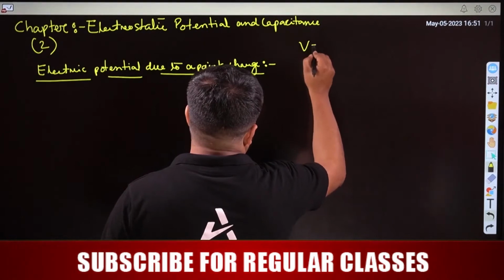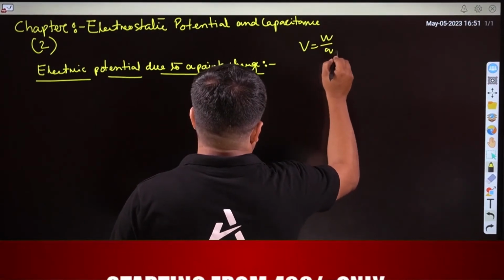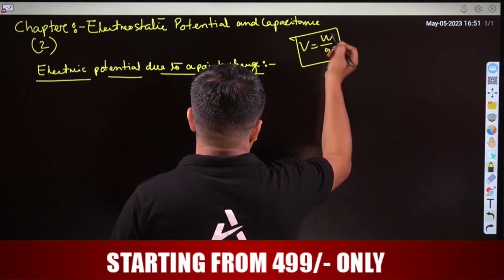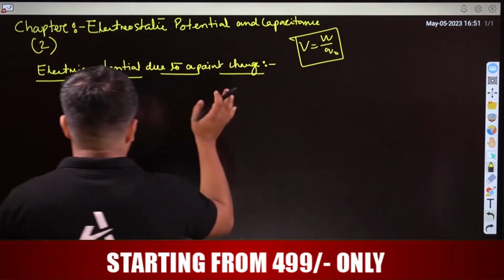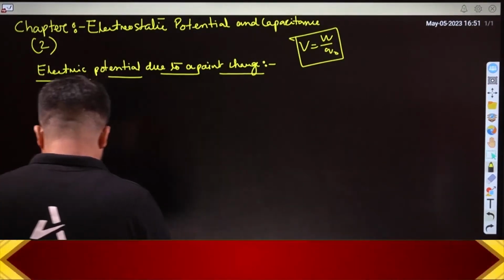Electric potential at a particular point due to a point charge: we know electric potential is equal to W by Q naught, the electric potential difference formula. But how do we derive the electric potential due to a point charge at a general point?